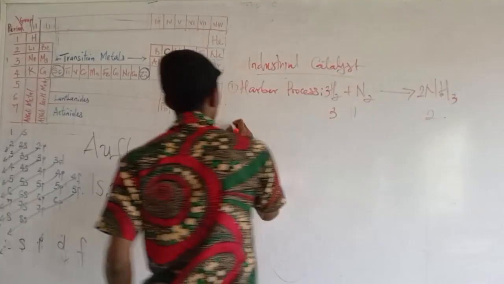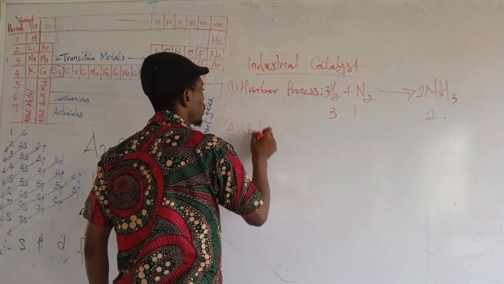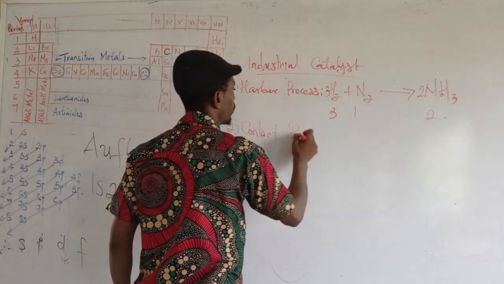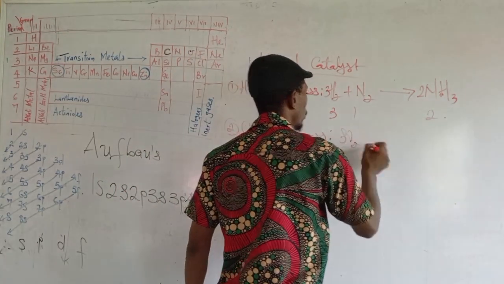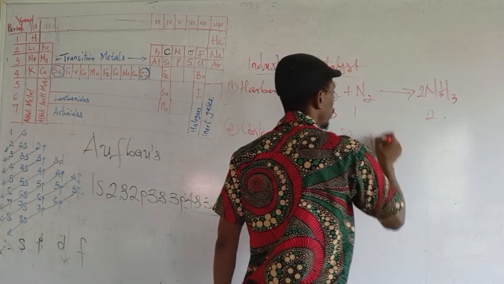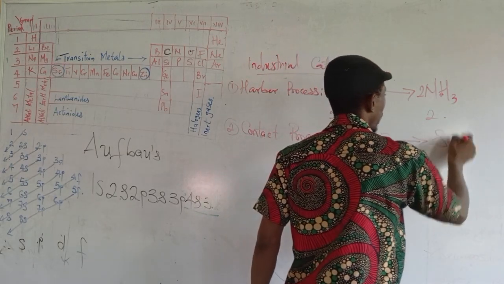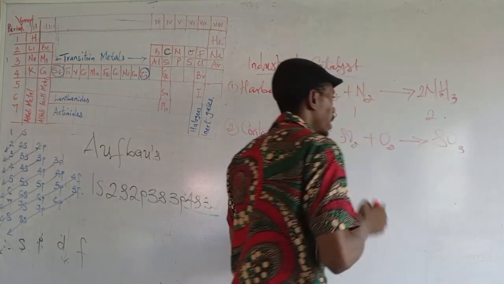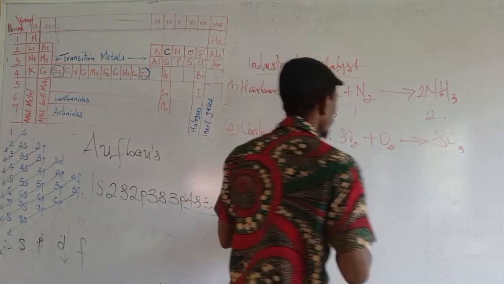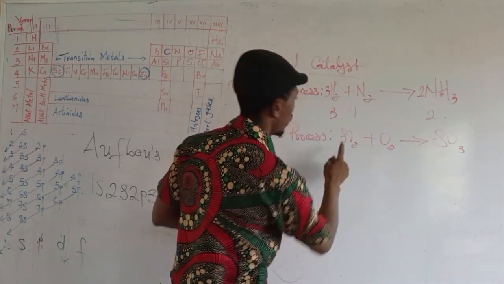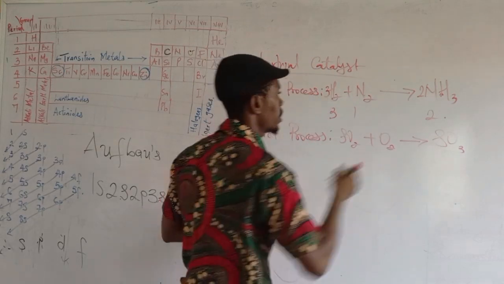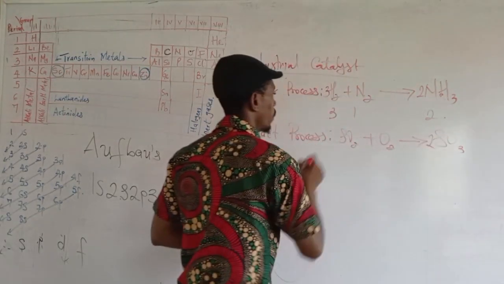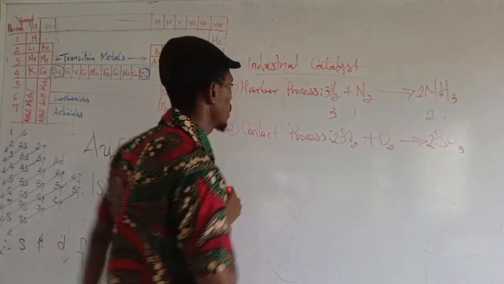Then we have the contact process. The contact process is a process where SO2, that is sulfur 4 oxide, plus oxygen gas gives us SO3, sulfur 6 oxide. Okay? S is 1, oxygen is 4, oxygen is 6, oxygen is 6, so it's balanced.